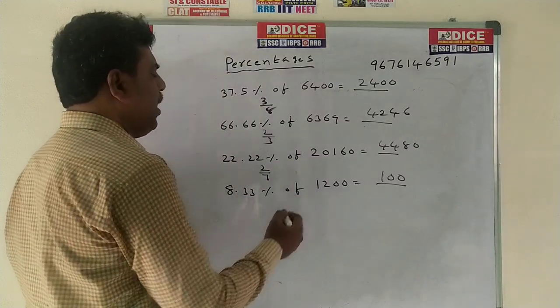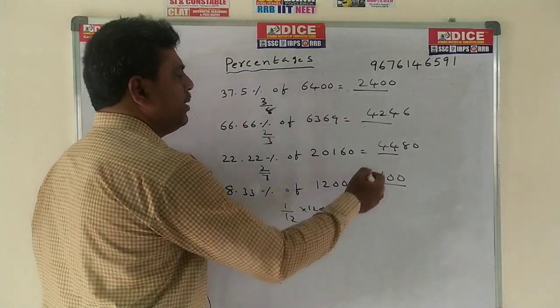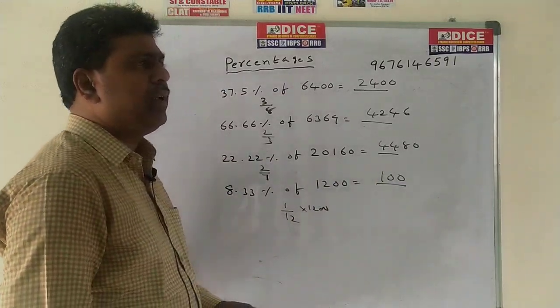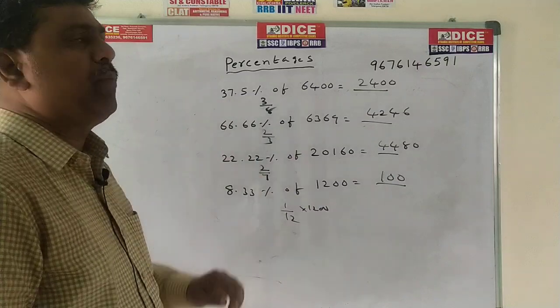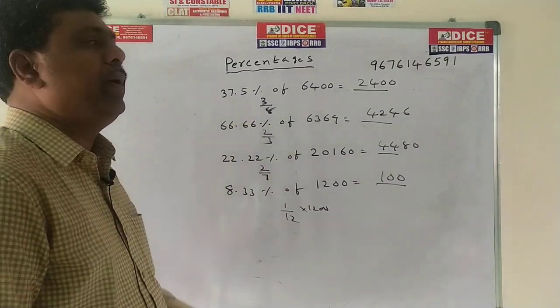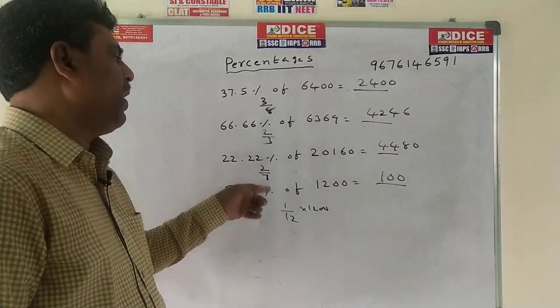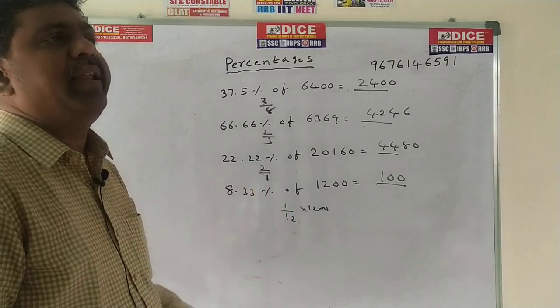What is the value of 8.33%? Nothing but 1 by 12. 1 by 12 into 1200, the value becomes 100. If you know these techniques, you can do the problems very easily. So 37.5% is the fraction 3 by 8, 66.6% is 2 by 3, 22.2% is 2 by 9, and 8.3% is 1 by 12. If you know the values, it is very easy for you.